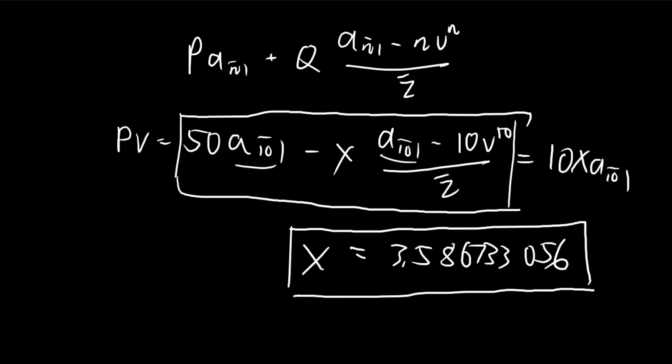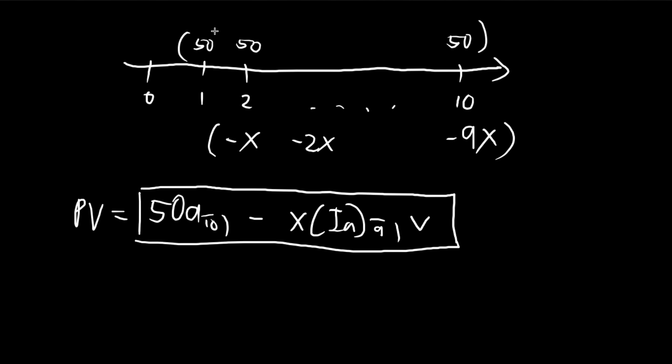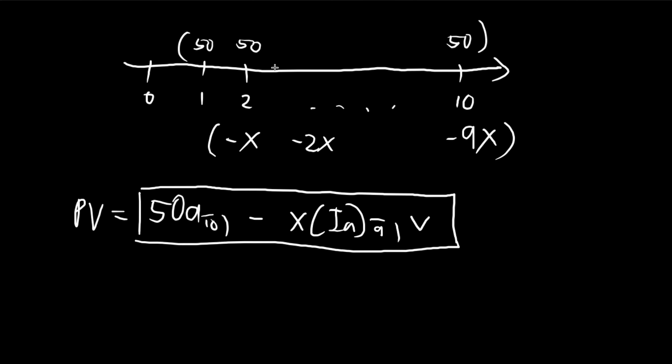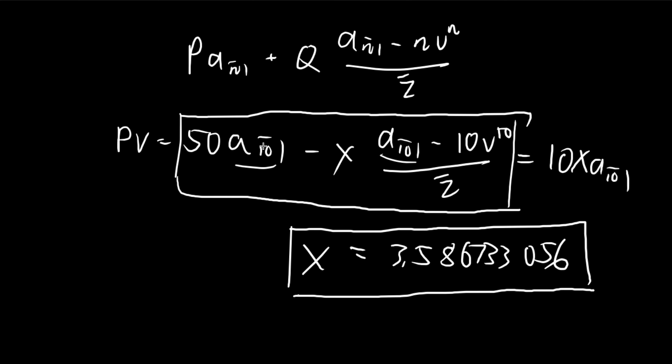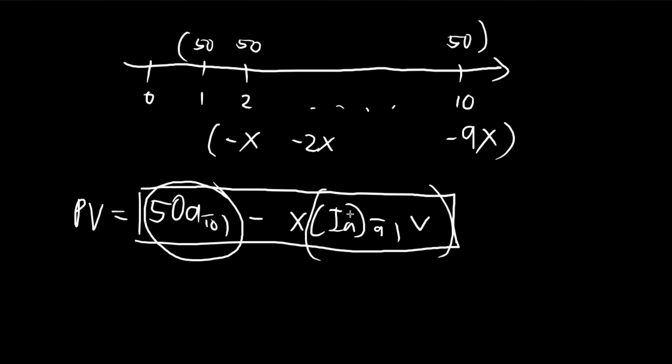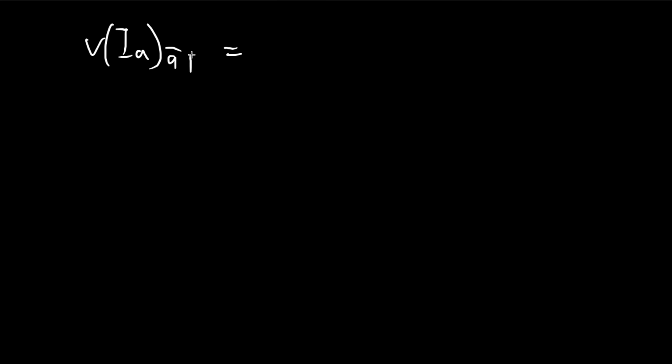Whichever one you choose is based on your preferences. If you like to use this formula, you can always break things up and use this. If you like applying this formula directly, you can always use this directly, of course. You can also show that both of these expressions are equivalent. First of all, both of these already have a 50 a10. That's obvious enough. So all that remains is to show that this section over here is the same as v times (IA)9. We know that it has to be equal, right? Because this is just a different way of writing out the same payment stream. So I'm going to show you algebraically that it is indeed the same.